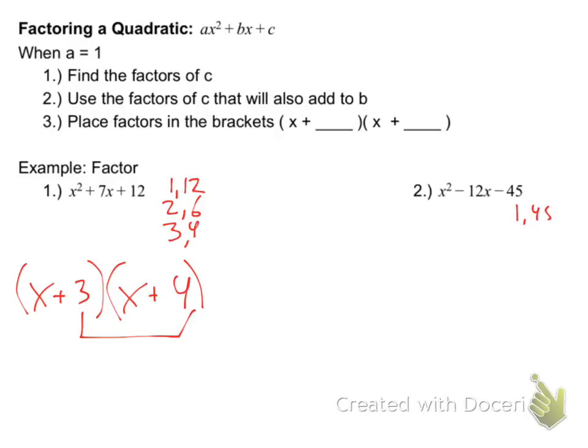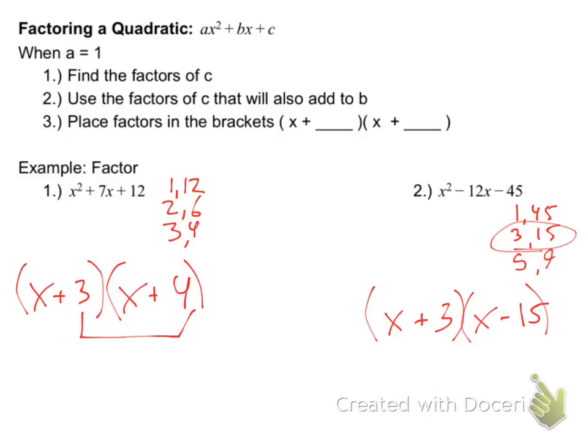45. 1 and 45. 2? No. 3? 15. 4? 5. Okay. Which pair can give me a 12? 3 and 15. So, x, 3, 15. Now notice that 45 is negative. That means one of them is positive and one of them is negative. The middle's negative, so the bigger one is negative. So negative 15 plus 3 will give you a negative 12. Done. How do I know if I'm right on any of these?